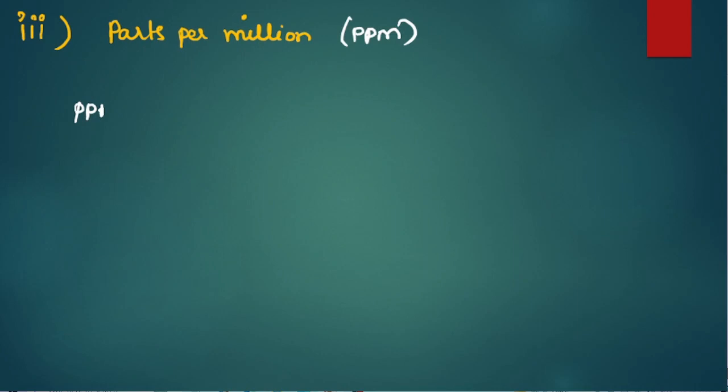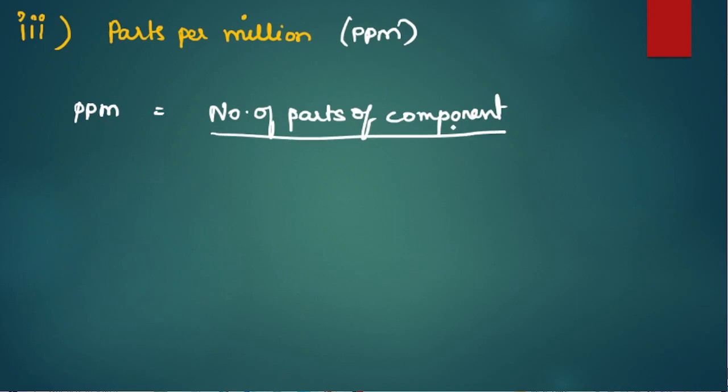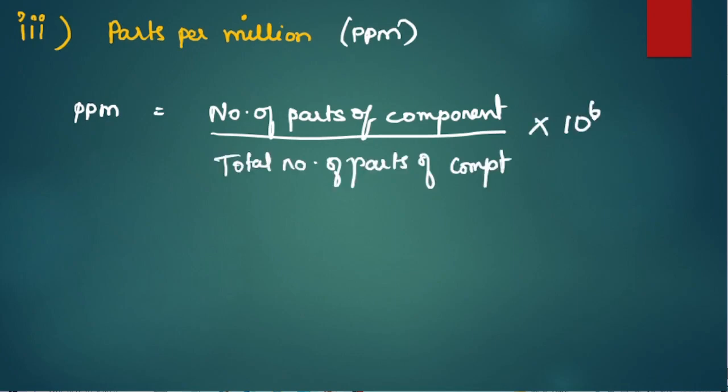ppm is equal to number of parts of the compound or component divided by total number of parts of the component, into 10 power 6. This is called as ppm. Actually, ppm is used to find the traceable amount of solute.